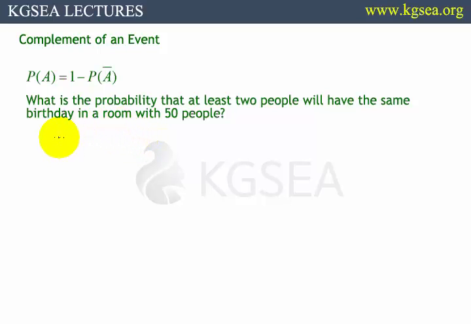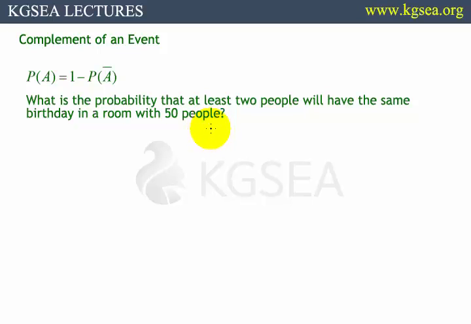Okay, I would like to solve this, perhaps the most famous complement of an event problem. That is this: if there are 50 people in the room, what's the chance that two people would share the same birthday? This is not about the same year, but same birthday only. So, how do we do this?